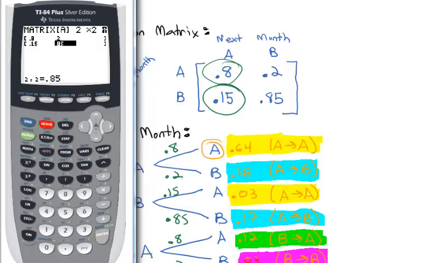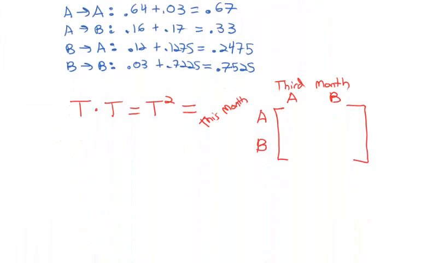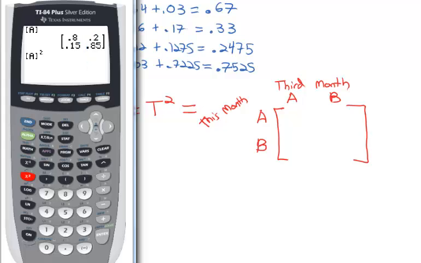And we'll hit second, quit. I like to put the matrix on my screen to make sure I typed it in right. Yes, that is the correct matrix. So in order to get to the third month, we need to take matrix A. We go to matrix A, and we are going to multiply it by itself. We're going to take matrix A squared, just like we're doing down here, the transition matrix squared.